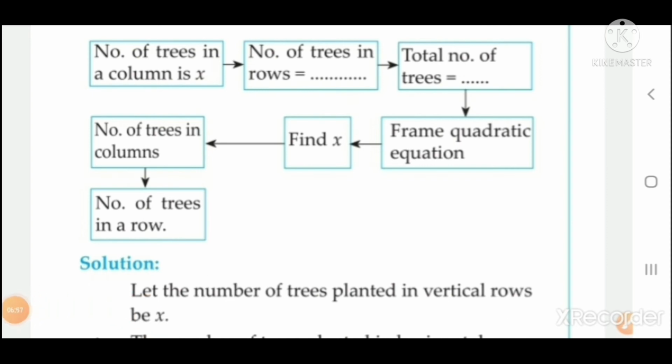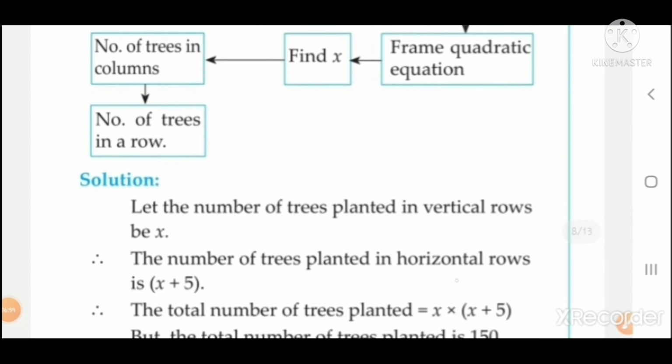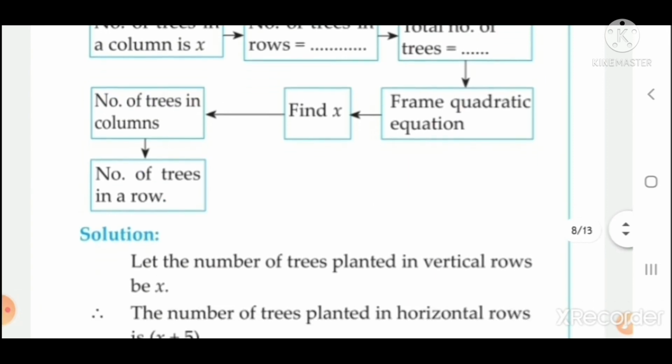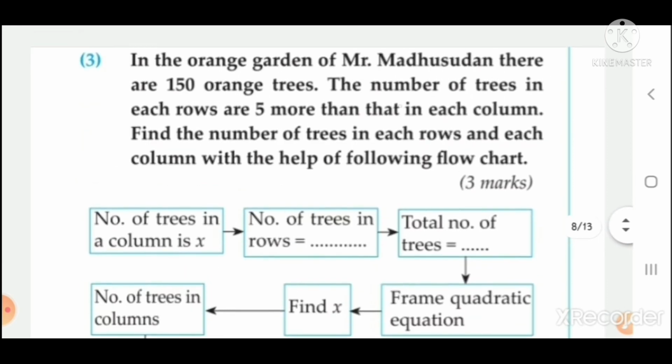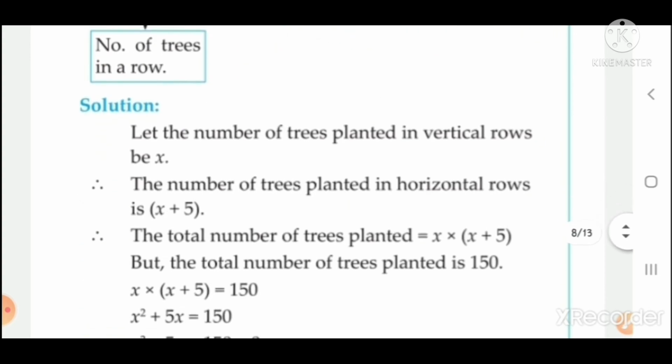Now second, number of trees in rows. So number of trees planted in horizontal rows, they have told what? It will be considered to be x plus 5. Why? Here see, they have told that the number of trees in each row are 5 more than in each column. So 5 more, so x plus 5.